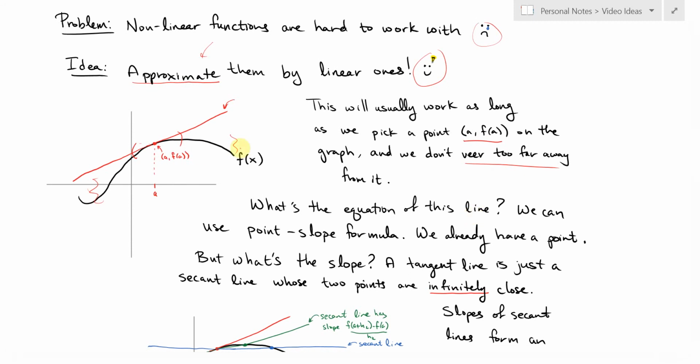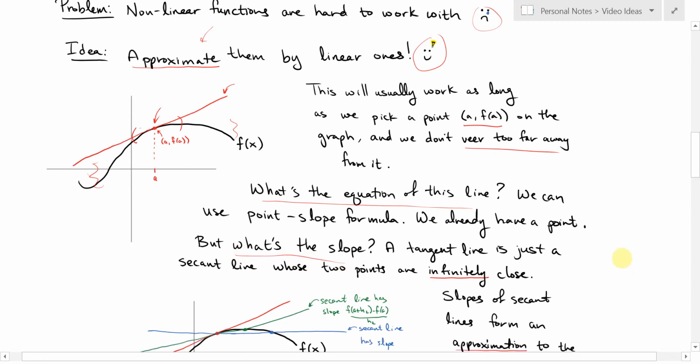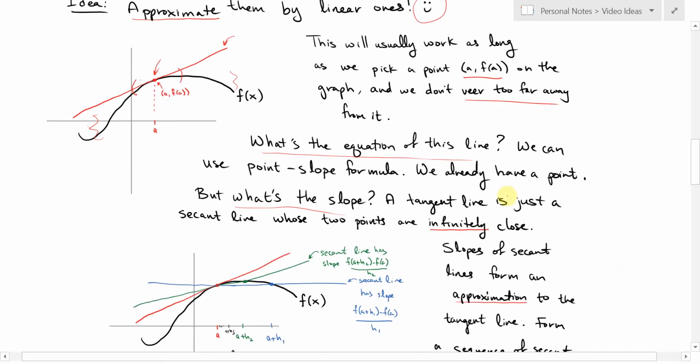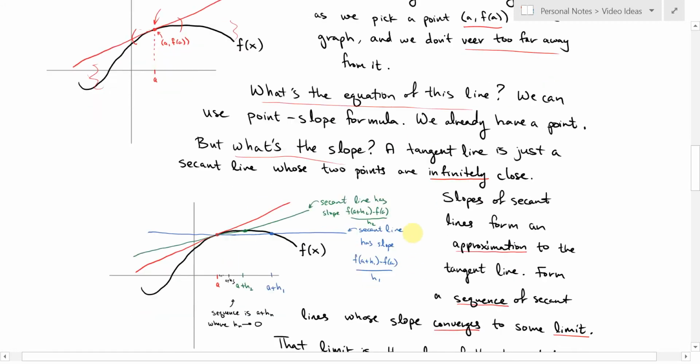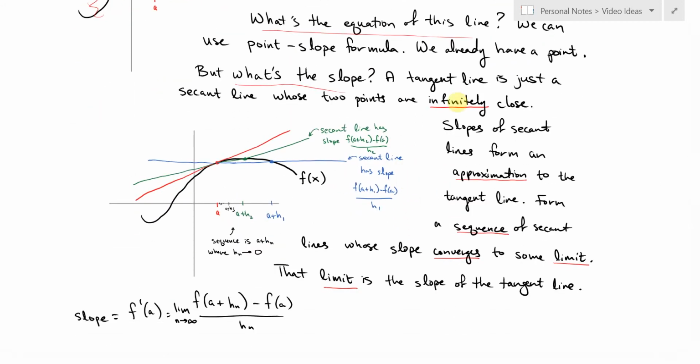But of course, if we're going to do anything with this, we want to know what's the equation of this line. Well, we can use the point slope formula from algebra 1 or basic algebra, and we already have a point, right? We know that this line passes through the point a comma f of a. So all we need now is the slope. What's the slope? So how are we going to figure out the slope? Well, a tangent line is like a secant line whose 2 points are infinitely close. So there's the word infinity again, or infinitely, some version of it.